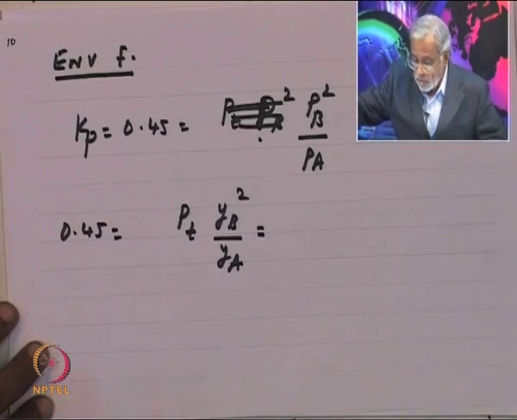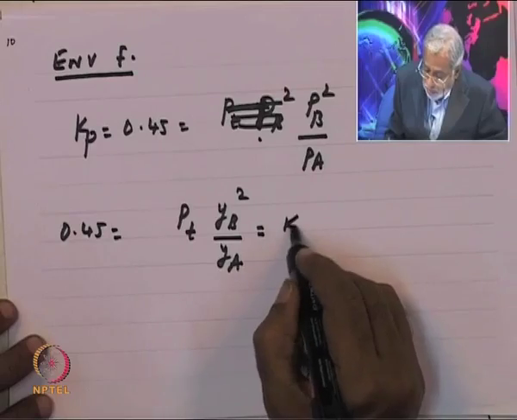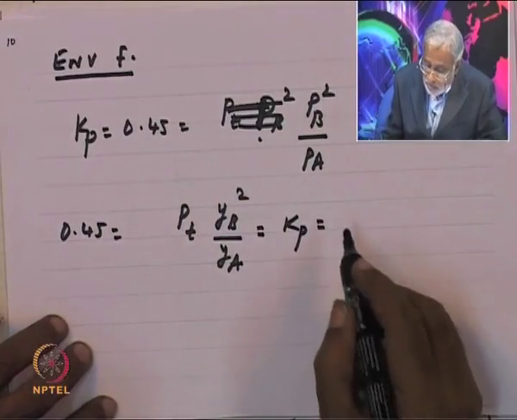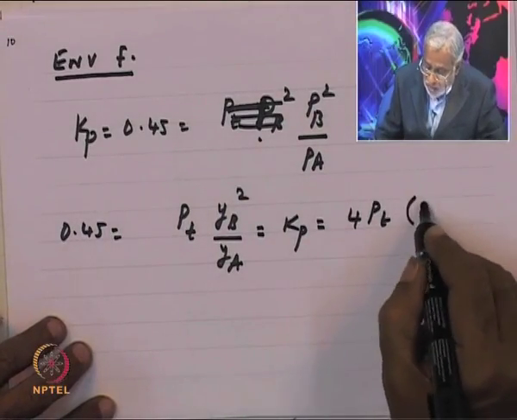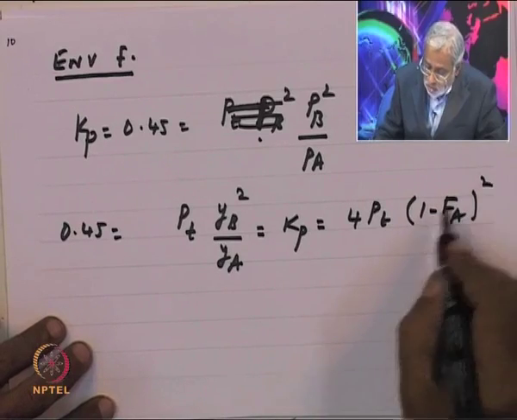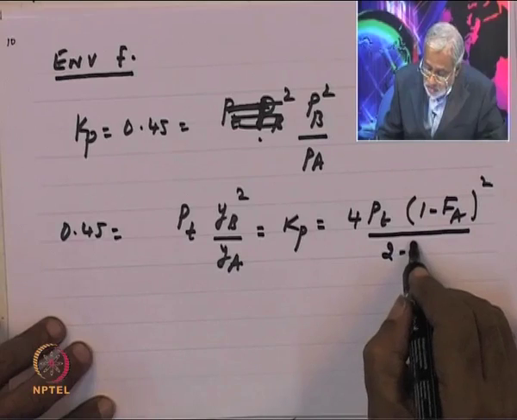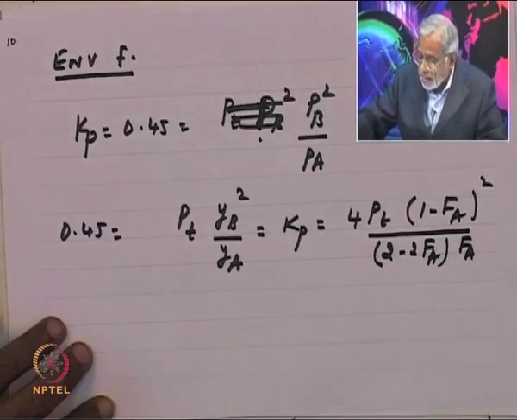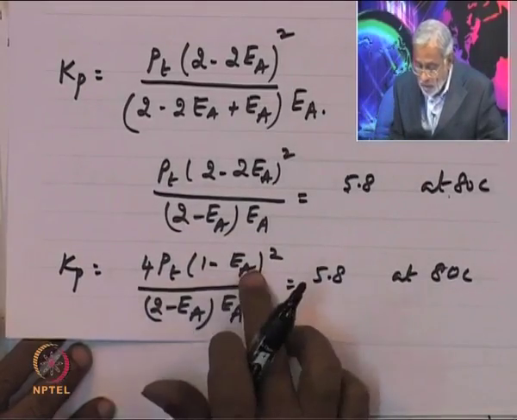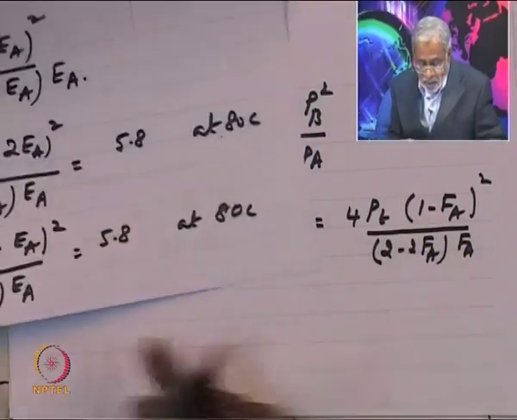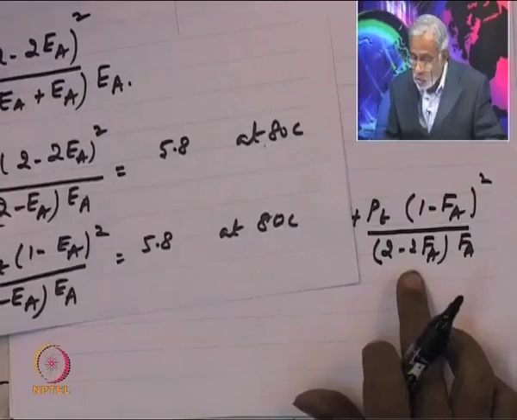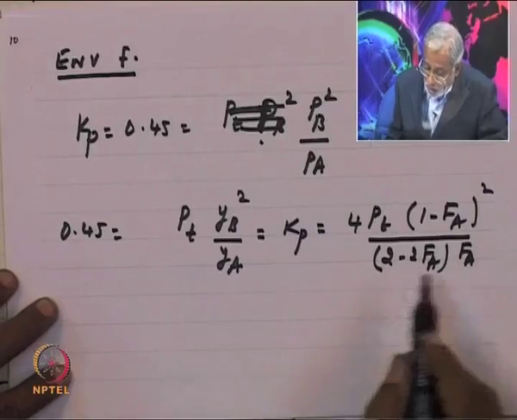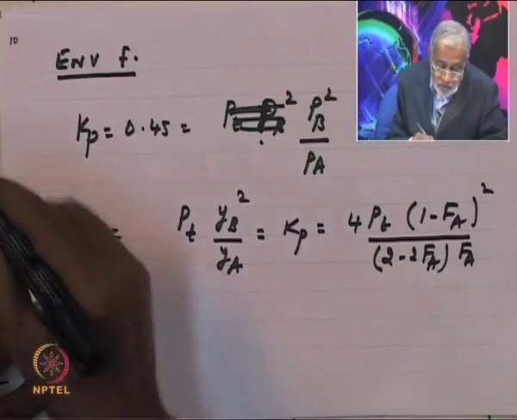So, our Kp equal to 0.45 will look like this. We do not write the whole thing once again. Our equation now will go 4 PT within brackets of 1 minus FA whole squared, divided by 2 minus 2FA multiplied by FA. It will be identical to what we got before. There it is 4 PT 1 minus EA squared, here it will be 1 minus FA squared, denominator 2 minus 2 EA, here 2 minus 2 FA. It is similar. Then we can cross multiply and simplify.